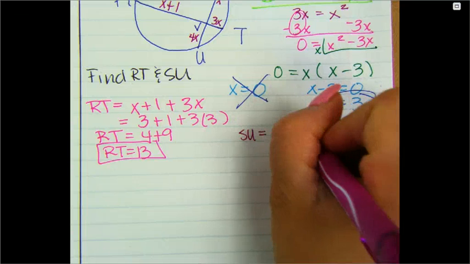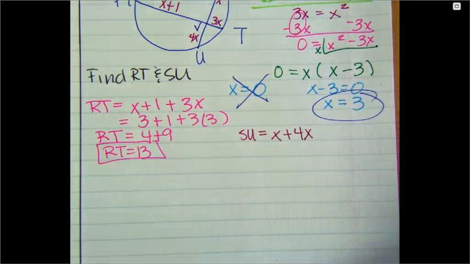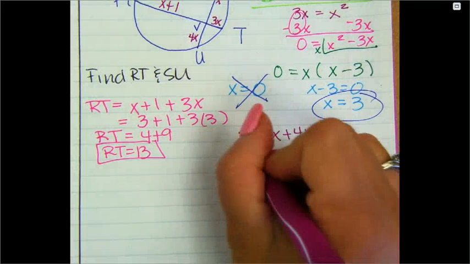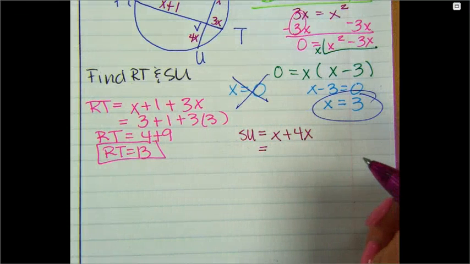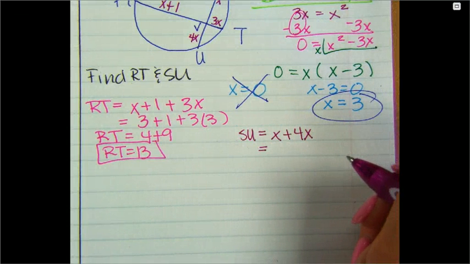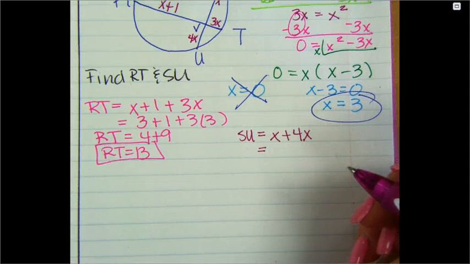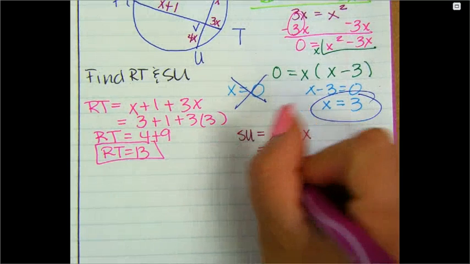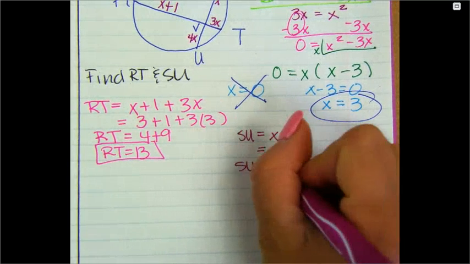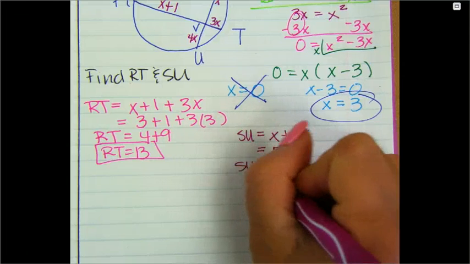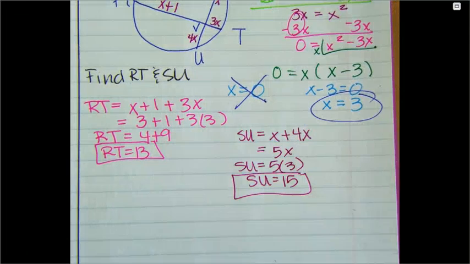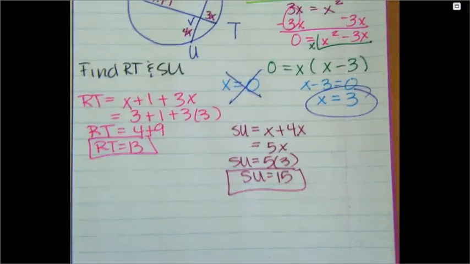SU is what? What are we adding? x plus 4x. You can do this one of two ways. What's way number 1? Add them. What's way number 2? Plug in right away. What do you want to do? Add. What do I get? 5x. What am I plugging in? What do I get? Who has that answer? Wonderful. I'm done with that problem.